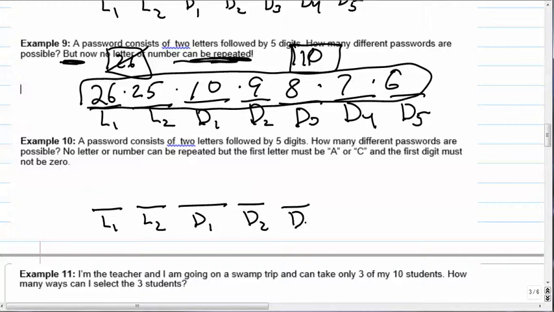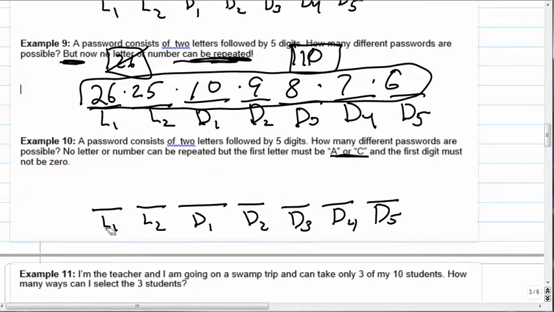That's what I need to do. But then sometimes there's a special condition in a problem, so things are a little bit different. Now, as I read through this, the first letter has to be an A or a C. So, you know what? That first letter here is going to be A or C. You got to take that into consideration.